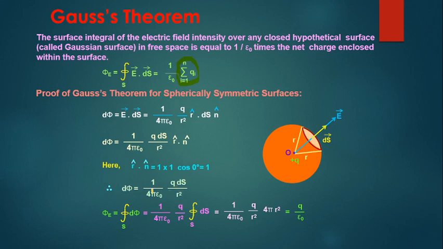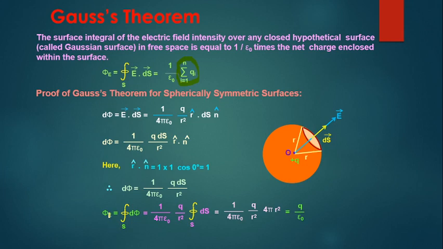This is the electric flux, and the total electric flux due to the whole sphere is found by integrating d phi over the closed surface, the sphere. It equals 1 divided by 4 pi epsilon naught, q divided by r square. This constant term is taken outside, and the integration of ds over the closed surface, the area of the sphere, equals 4 pi r square. This value is substituted here. So r square gets cancelled, 4 pi gets cancelled, and the remaining quantity is q divided by epsilon naught.